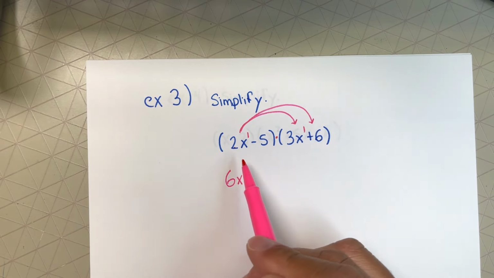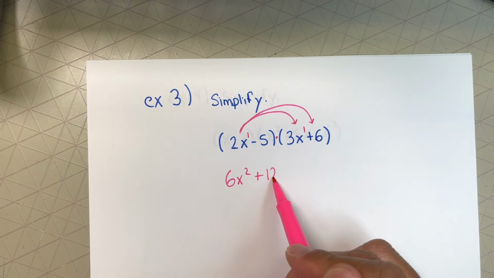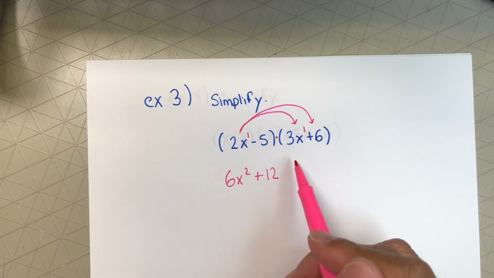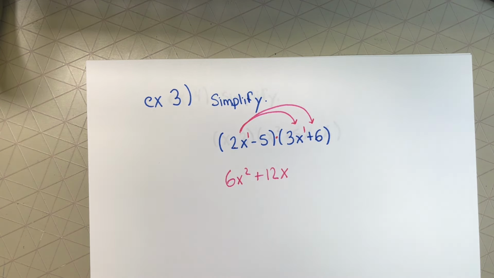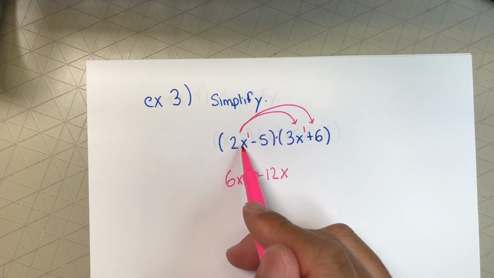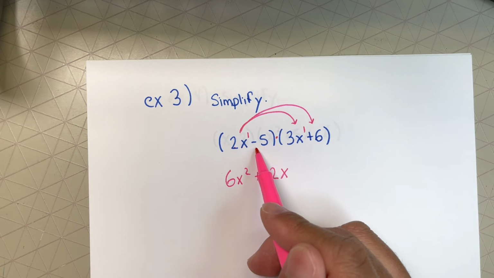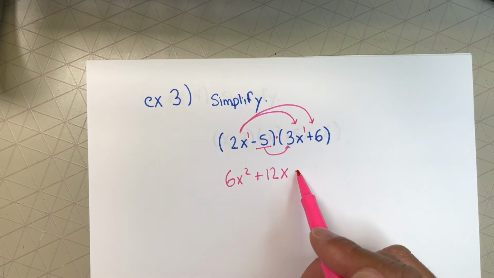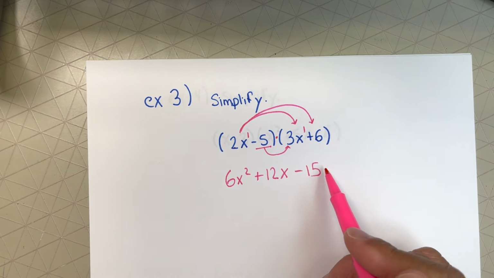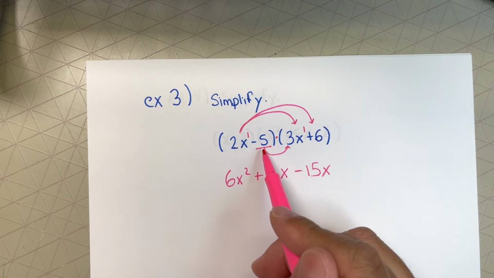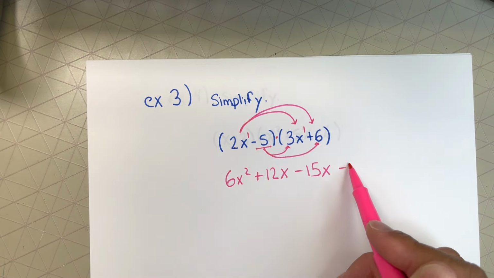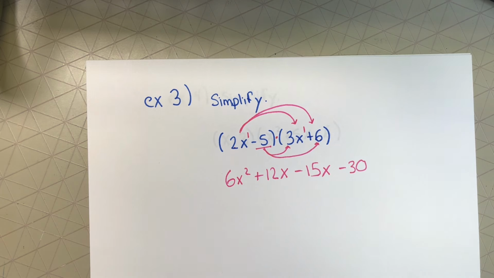Then multiply 2x^1 times 6. Numbers with numbers, 2 times 6 is 12. And then x^1 has nothing to multiply with, so it just comes down. Notice I didn't put the 1 because I already didn't have to multiply it. Now, once I'm done distributing the first term to the first two, I'm going to go to the negative 5. Negative 5 times 3, number with number, is negative 15. There's an x, so just drop the x down. And then negative 5 times 6 is going to be negative 30.